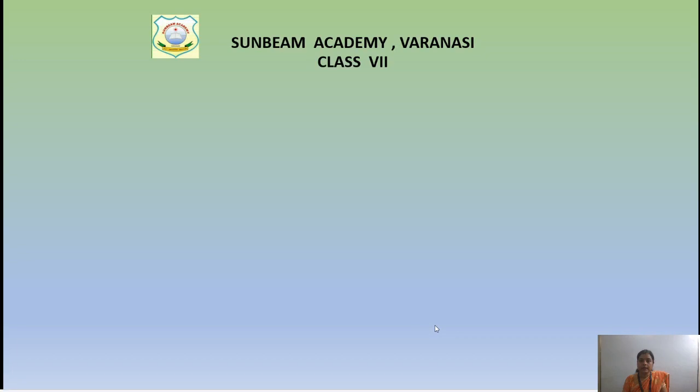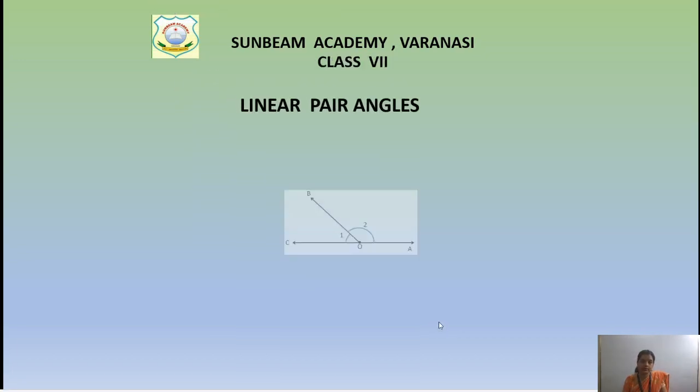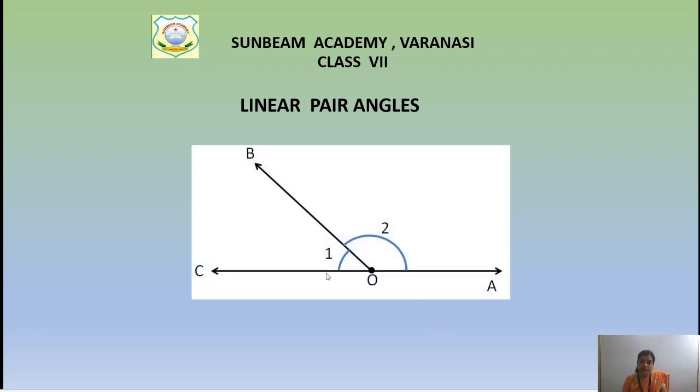Now, the next topic is linear pair. What is a linear pair, children? See this diagram. If 2 adjacent angles have a sum of 180 degrees, then it will be called a linear pair, but that comes after the definition. The definition is: if there are 2 adjacent angles, angle 1 and angle 2 are adjacent angles. Why are they adjacent angles, children? Because one vertex is common.